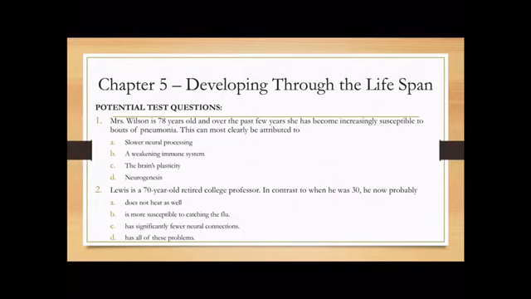Okay, Mrs. Wilson, 78, over the past few years, she's become increasingly susceptible to bouts of pneumonia. This can most clearly be attributed to a weakening immune system. Lewis is a 70-year-old retired college professor. In contrast to when he was 30, he now probably does not hear as well, that's true, is more susceptible to catching the flu, not true, has significantly fewer neural connections, also not true, so D can't be true, which means that it's A.